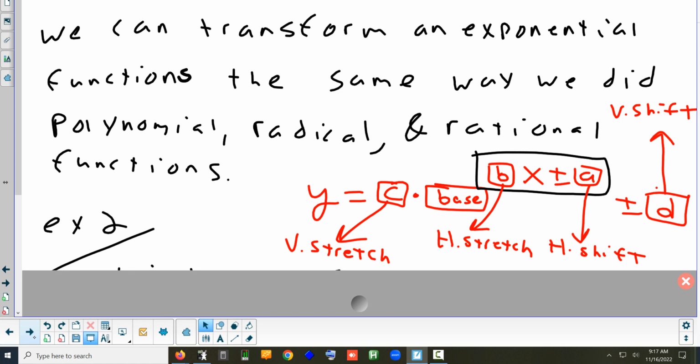What about C? What if C was negative? Then it would be a vertical reflection, which means it would be over the x. So you could have 6 transformations, just like we could with square roots. 2 shifts, 2 stretches, 2 flips. But they work exactly the same way.